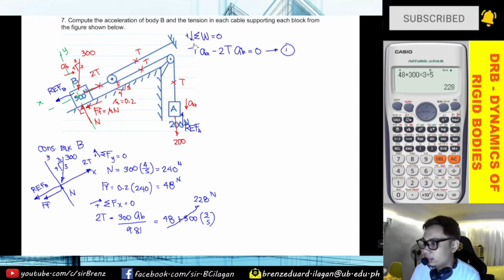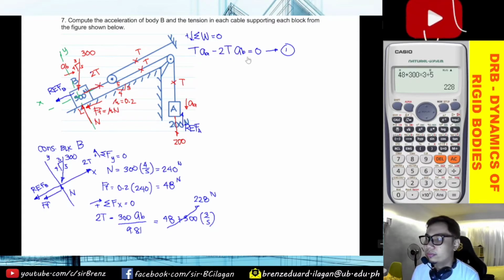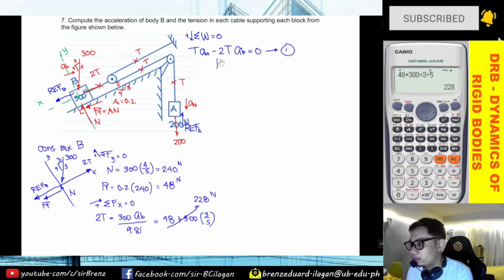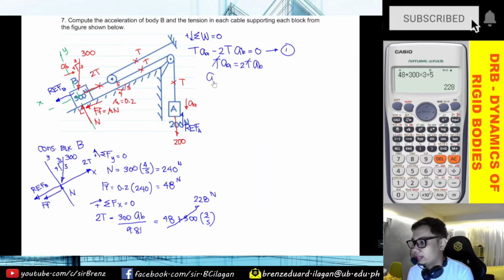So iniisip ko kasi ito pang ano na to. Ito kasi, if you're going to transpose yung 2t dito sa side na to, yung t natin is maa-cancel. So ano ba yung ibig kong sabihin dito? So t multiplied by a sub a is equals to 2t a sub b. So cancel lang to kasi yung t na to. Kapag binalik mo siya, a sub a is minus 2a sub b is equals to 0. So ito lang din yung equation 1 natin.